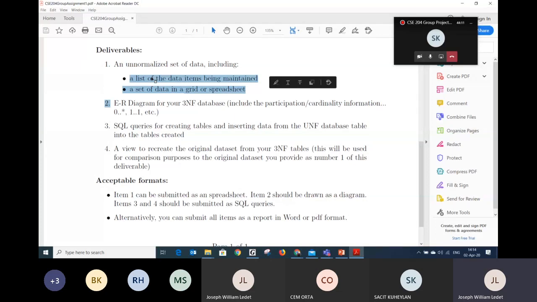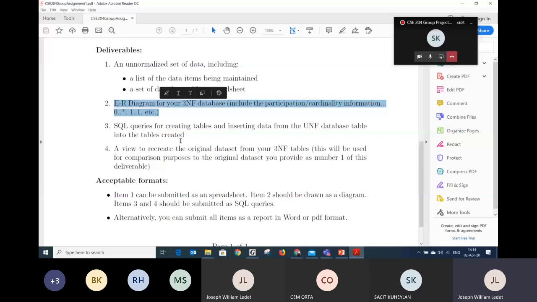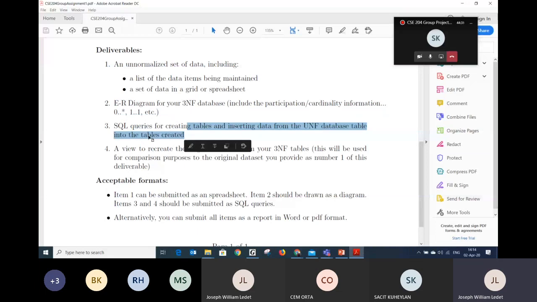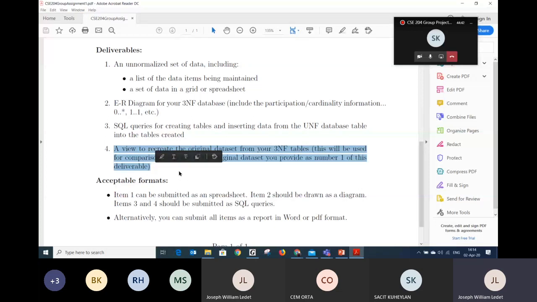Okay, so you can put all of this into one PDF or Word document if you want, where section 1 is a grid with all the data. Then you have a diagram that's the ER diagram. Then you have a list of SQL queries that will create your tables, insert your data, and move your data around, and then a view. Just give me the select view that will recreate the original data set.